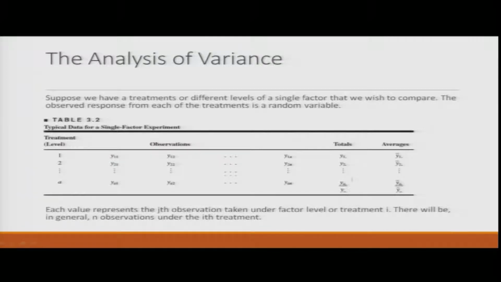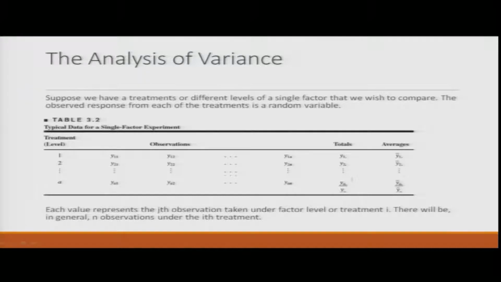The observed response from each of the treatments is a random variable, and it is given in table 3.2. Again, it has been taken from Montgomery, as I mentioned for the other 2 figures. The treatment levels are given in the first column starting from 1, 2, 3, 4 till a, and the observations for each treatment. For the timing we will consider the number of observations for each treatment to be equal. Obviously, they may change, but for now we consider them equal.